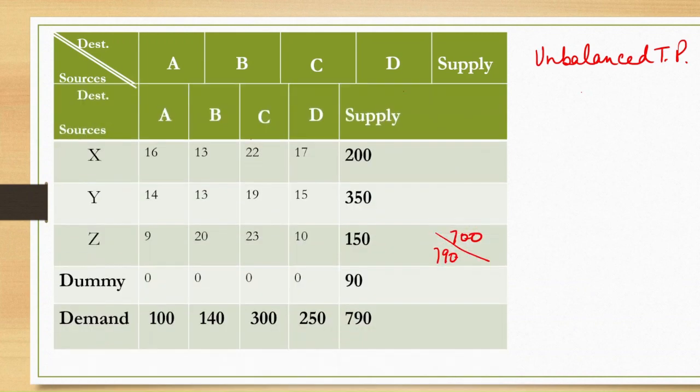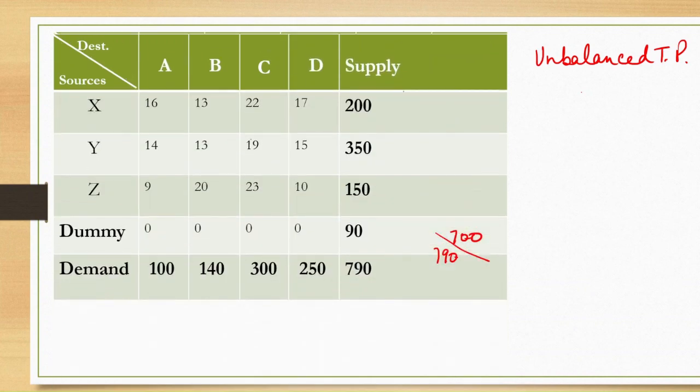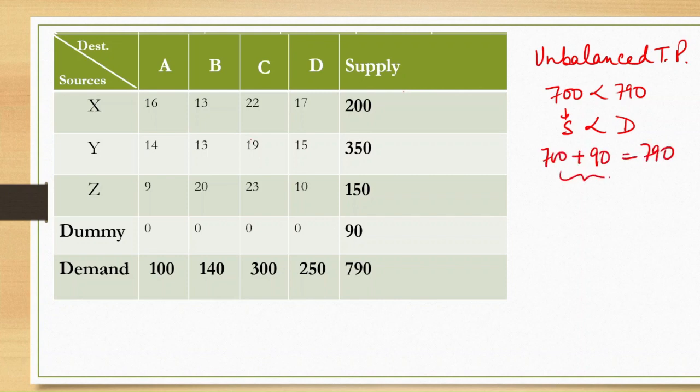We can balance it by adding a dummy row. Why are we adding just a row and not a column? Because the supply, which is 700, was less than the demand, which is 790. How can we make them equal? If to 700 we add 90, then it becomes equal to 790. So the supply would then be equal to demand. So we add a dummy row with 90 supply.